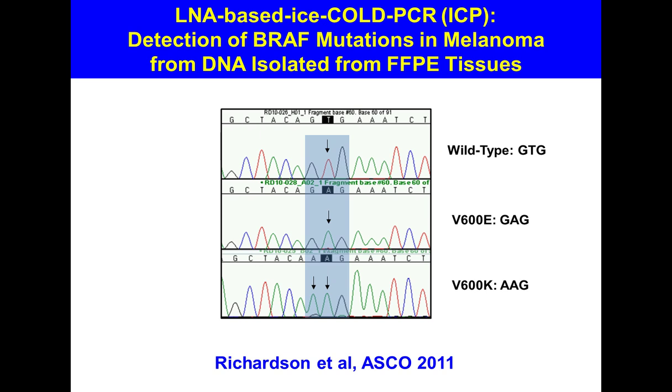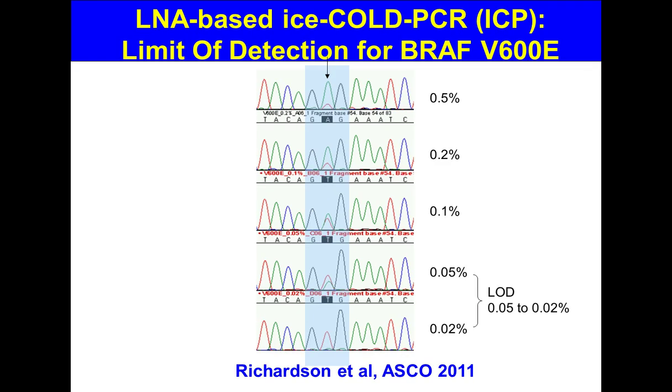And I have here some data that was presented by Richardson and co-workers at ASCO back in 2011. That is the first report on the LNA-based ICE COLD-PCR or ICP. You can see detection of BRAF mutations in melanoma. And here in a serial dilution study, you can see that the detection is easily down to 0.02005% mutant to wild type.